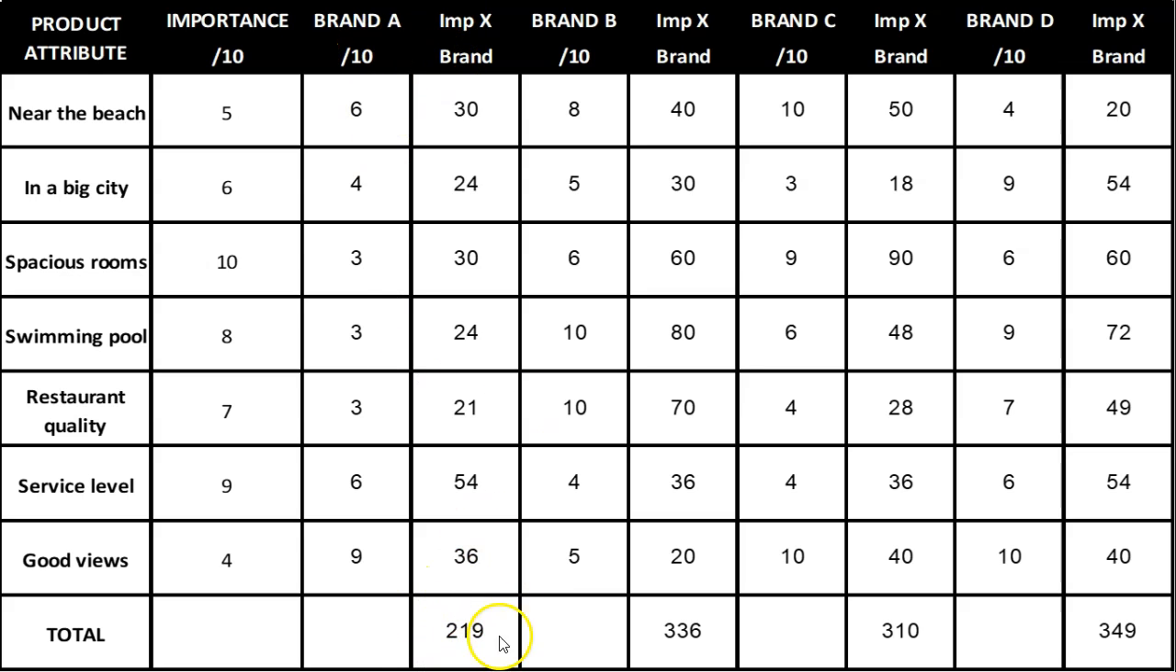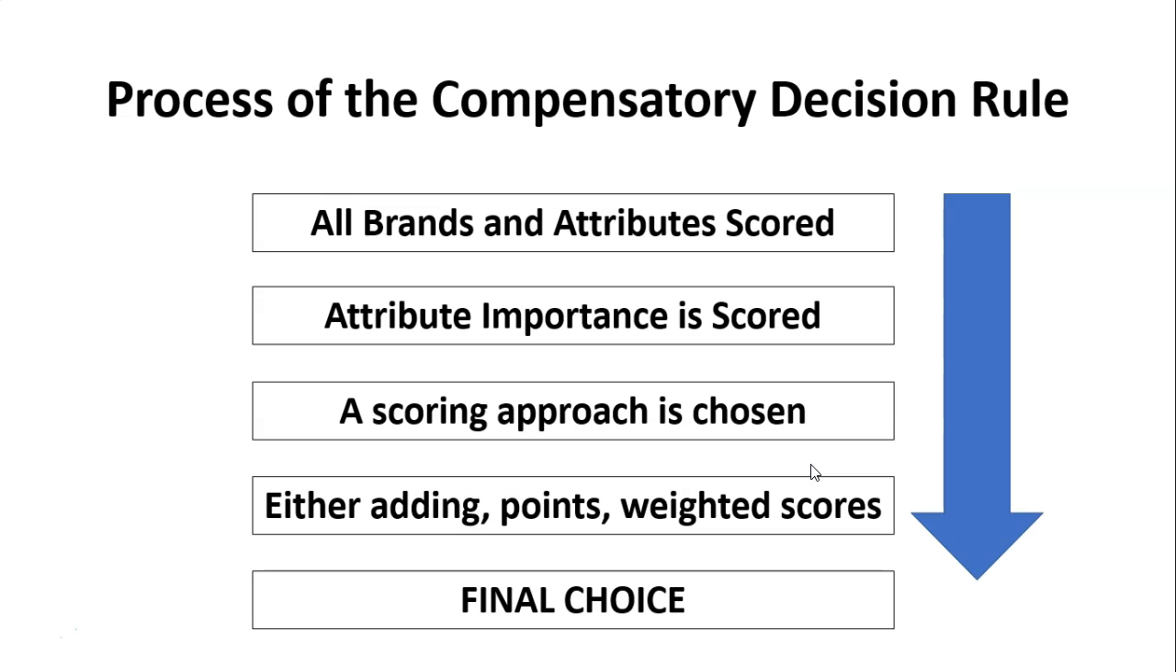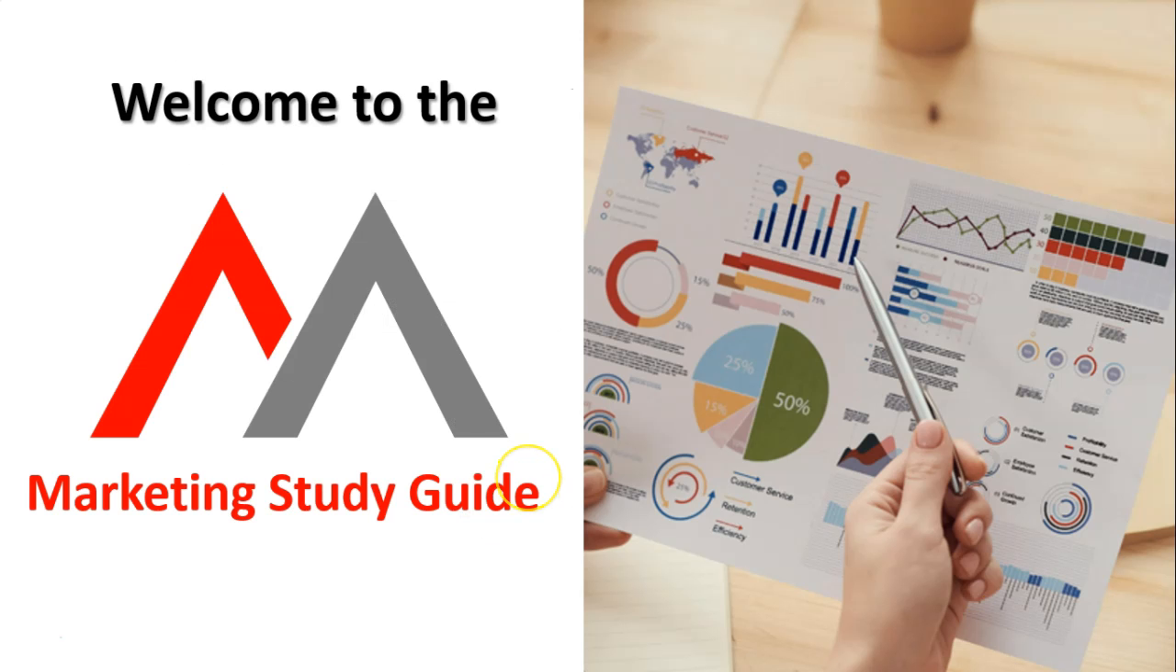So Hotel A has a total score of 219, 336, and again, Hotel D has the highest score, 349, and that becomes our winner. So what we do is we first start with our brands. We're looking at the attributes, and we need to score them. We need to score how important each attribute is out of 10 or another level. What scoring approach am I going to use? A simple yes, no, 3 points for good, 2 points for moderately good, or a weighted approach. And generally, we will always get one outcome.